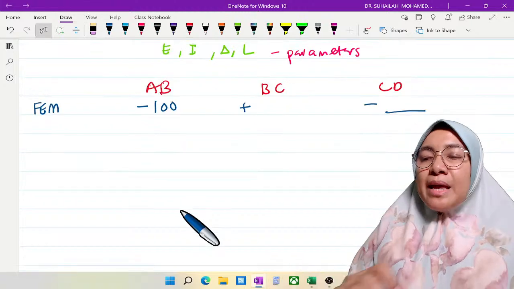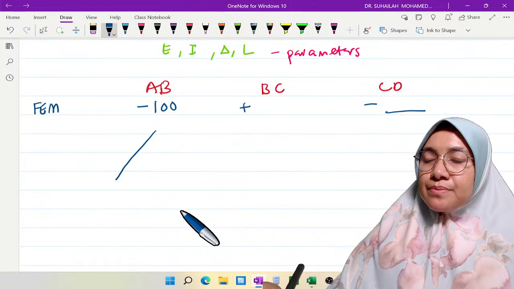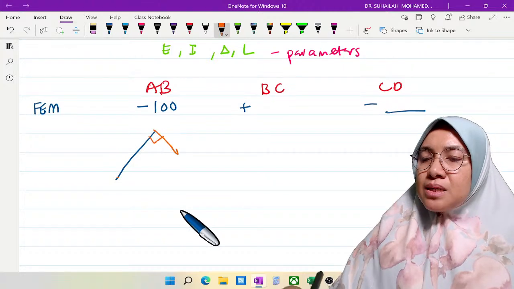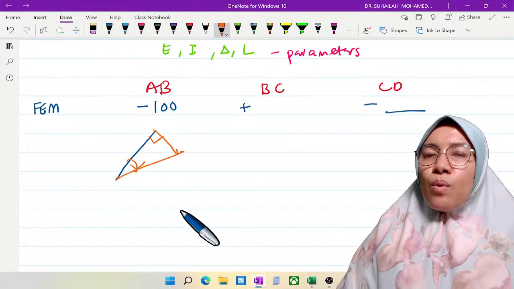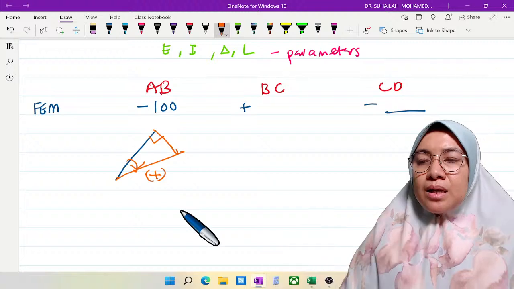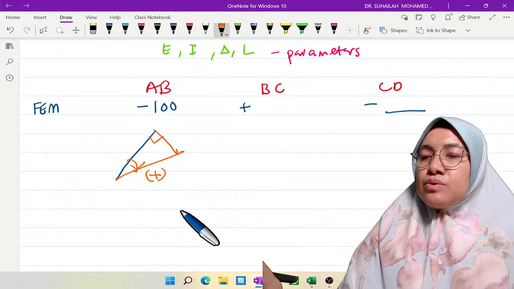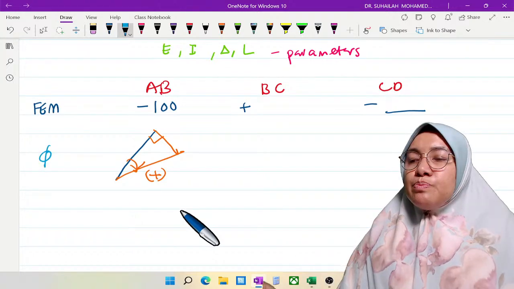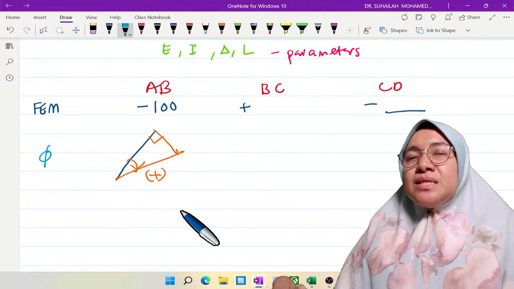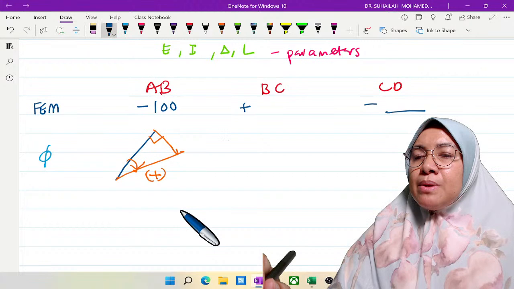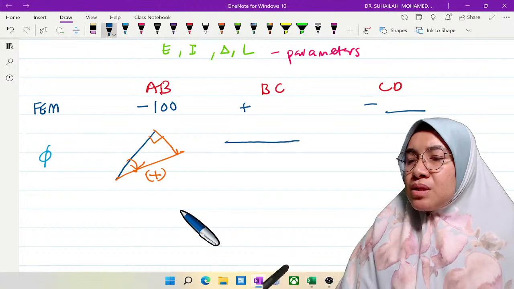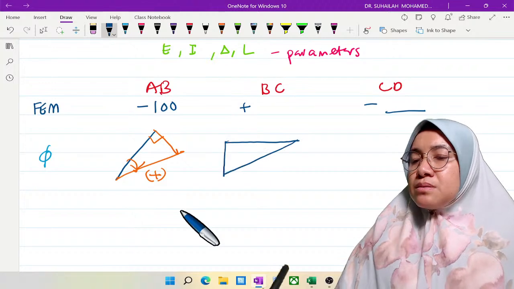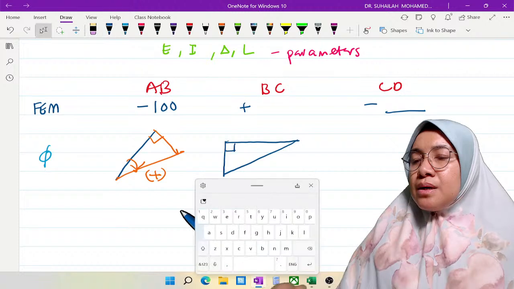Because AB is like this, then it rotates, to where? Towards the delta side. It rotates clockwise, and when it rotates clockwise, the FEM becomes negative. This is the chord rotation, if you want to compare. Then BC is a beam. The beam is originally horizontal. After sidesway it becomes inclined like this. So this is the beam after sidesway.